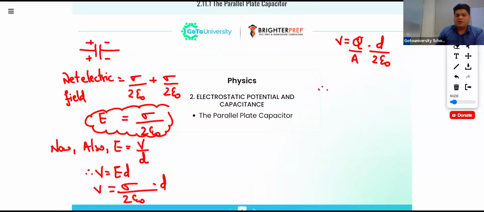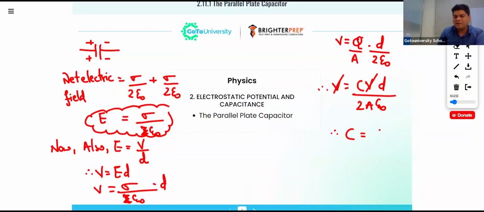So we can write anything here. In place of Q, you can write CV, into D over 2 A epsilon naught. That means V and V you can cancel, and you will get the value of C as here. This 2 will not be there. It's my mistake. This 2 will not be there.